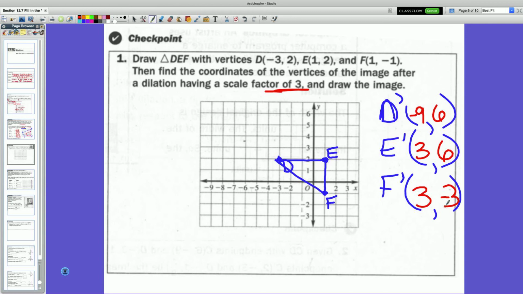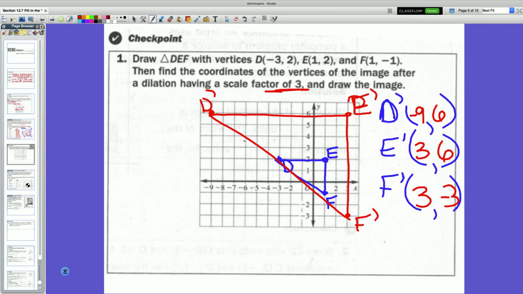Plot those new points. So D prime, negative 9, comma 6. E prime, 3, comma 6. F prime, 3, negative 3. Connect the dots. Right? And we should have known that it was going to get bigger because the scale factor was 3, which is more than 1. So it does look like the same kind of triangle, just a bigger version.